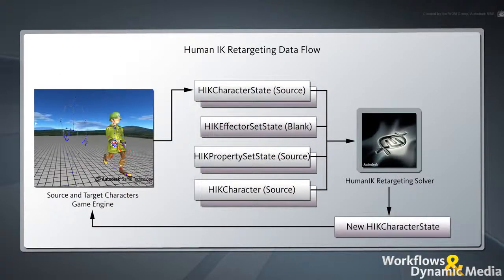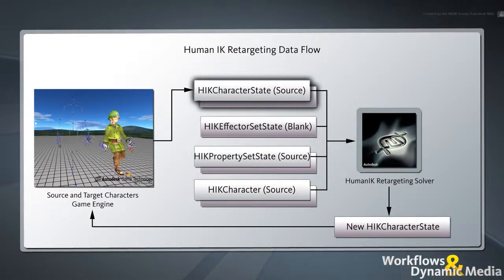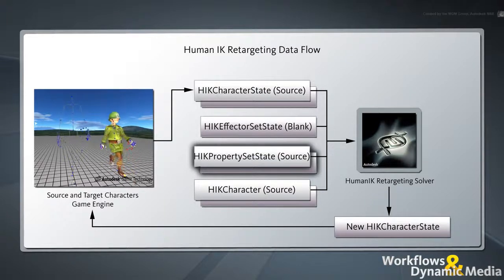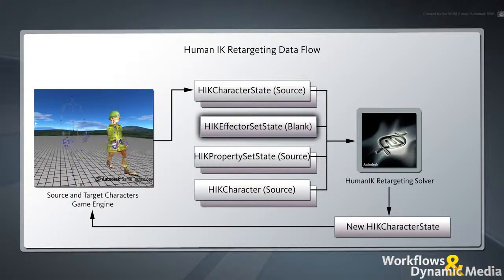The retargeting and IK solving processes, though different, share a similar data flow and use many of the same functions covered in the previous video. Retargeting requires two characters, a source and a target, that you initialize separately to create the following components. Two HIK character objects, one for each character to represent, two HIK character state objects to contain each character's FK pose, two HIK property set state objects to determine each character's retargeting configuration settings, and a blank HIK effector set state object for the target character only.